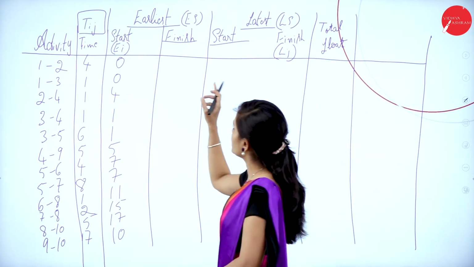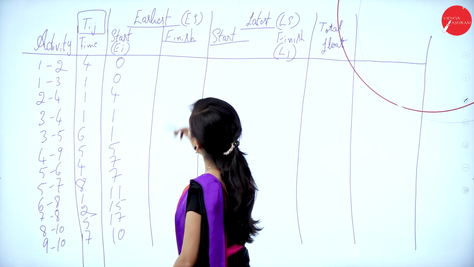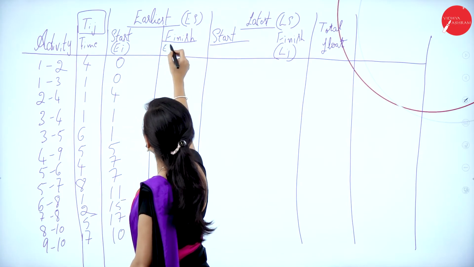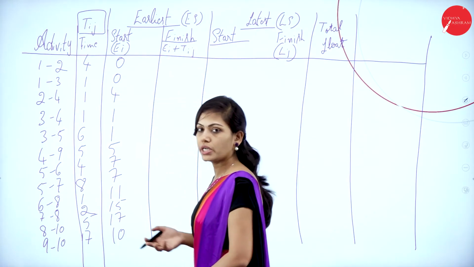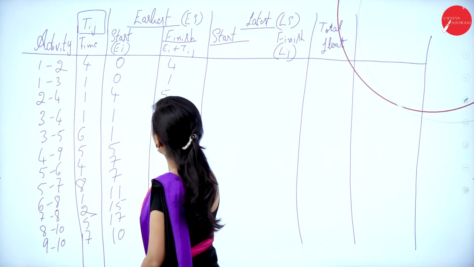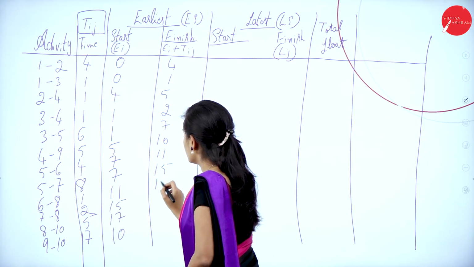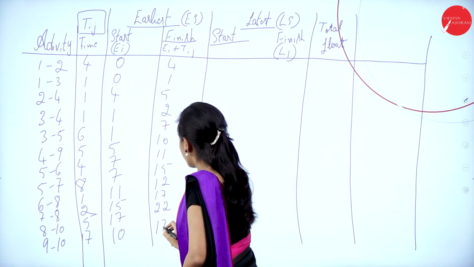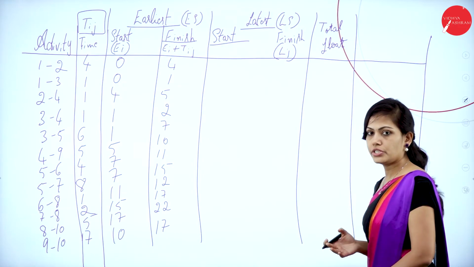You have to find the earliest starting time, that is EI. So what is next? You have to find the finishing time, that is you add EI plus TIJ, and you will get the earliest finishing time. That is 4 plus 0 is 4, 1, 5, 2, 7, 10, 11, 15, 12, 17, 22 and 17. Clear? This is your earliest finishing time.